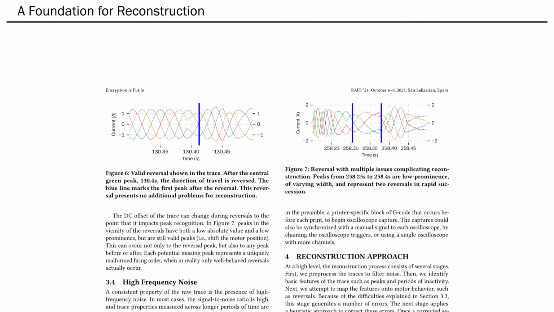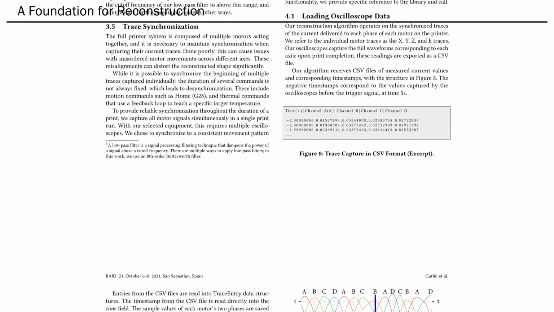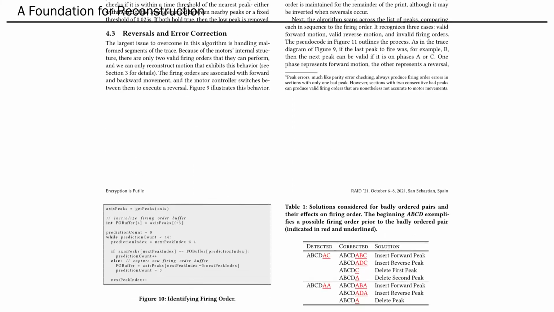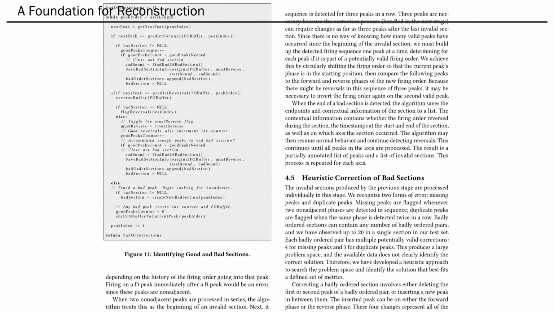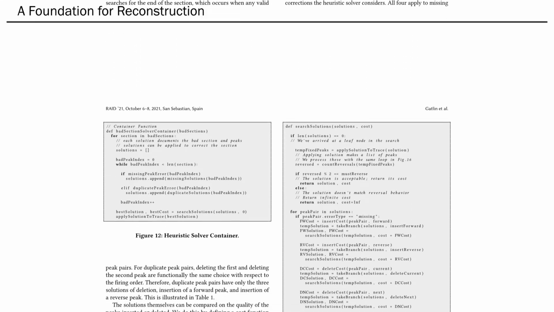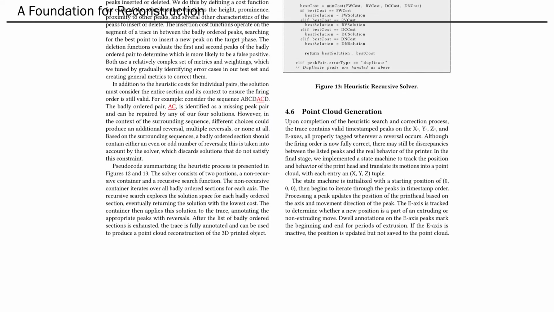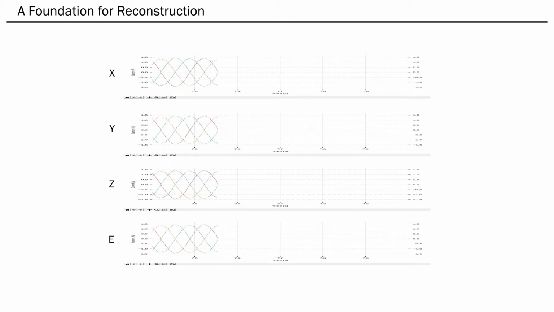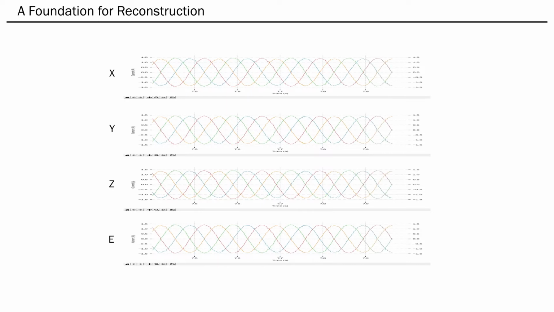The programming we did to implement the approach is extensive, and the published version of the paper goes into detail with description and pseudocode. Here in the presentation, we'll restrict ourselves to the highlights. First, we need that data. We capture both phases of the stepper motors controlling the X, Y, and Z axes, as well as the motor controlling the extrusion. The captures have to be synchronized and run for the duration of the print. If we visualize that captured data, it produces our trace here.